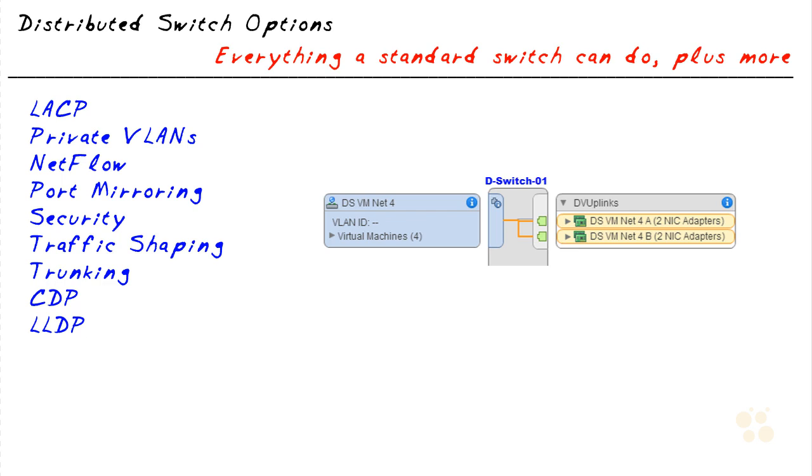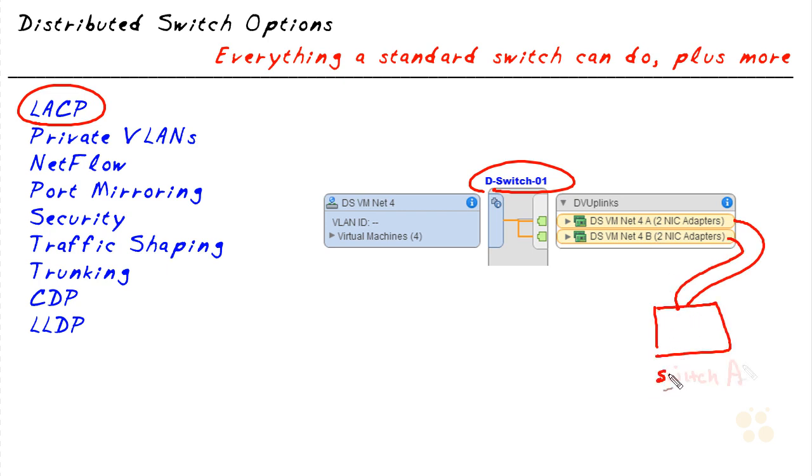The first feature I'd like to talk about is Link Aggregation Control Protocol. It's an industry standard, and with Link Aggregation Control Protocol, we can take two or more interfaces and bind them together to make one logical pipe. For example, here on this distributed switch, we have two uplinks at the moment. And these would be connected in a production environment out to a physical switch. So let's say we have physical switch A. So here are the ports it's connected to.